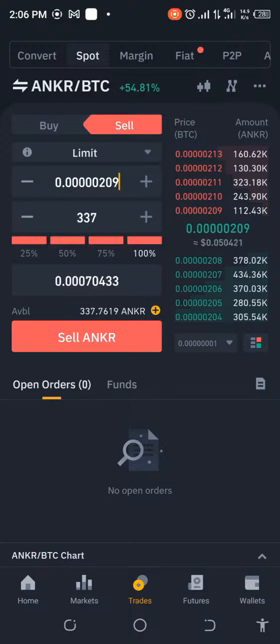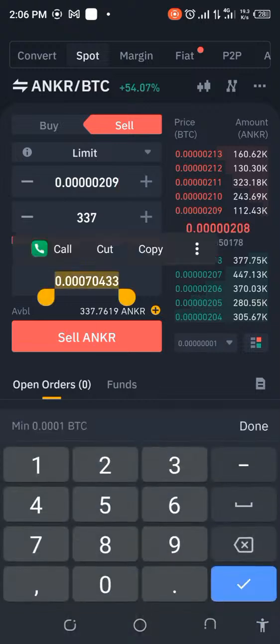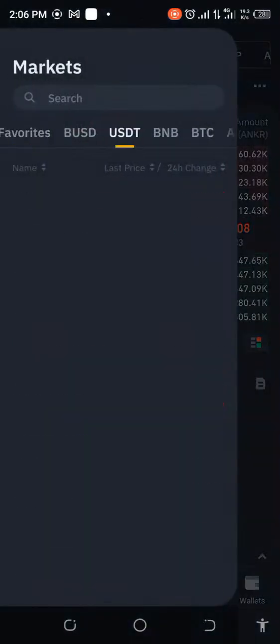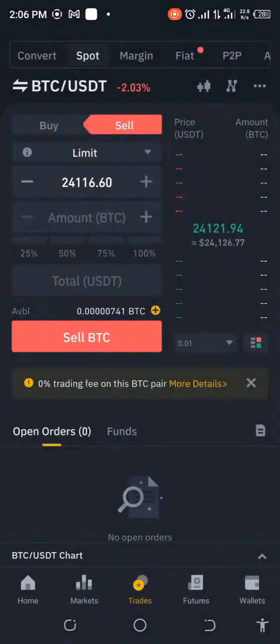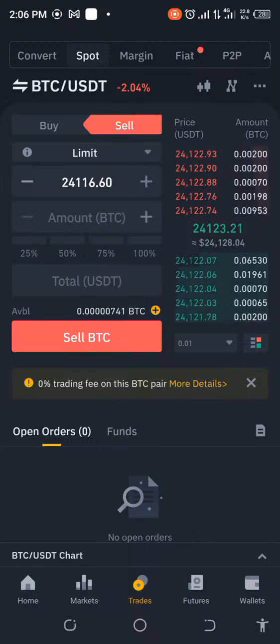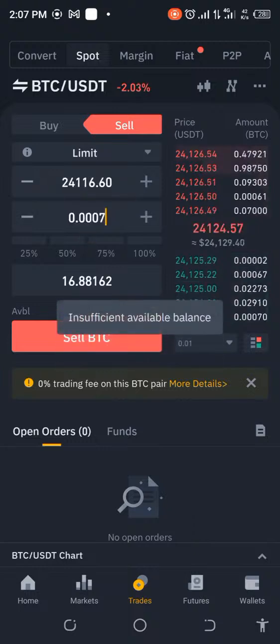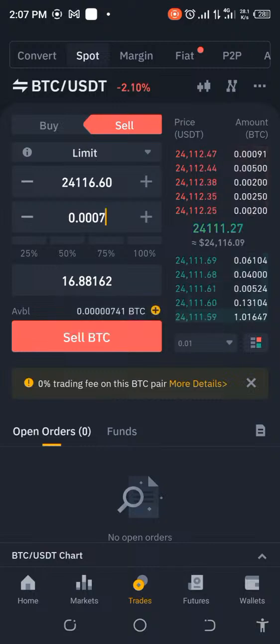But first of all, let's see what I would get with this amount. Let me go and check what I would get with this amount. I'm going to go to BTC and see if I can get something good with it. And let's see if this will be good. Oh, no, it's not going to be good. So I'm going to go back and check it out again.